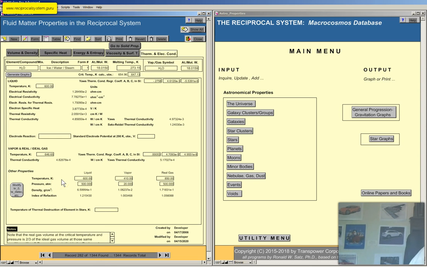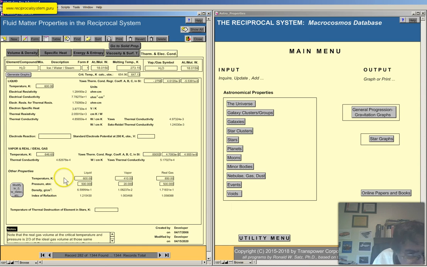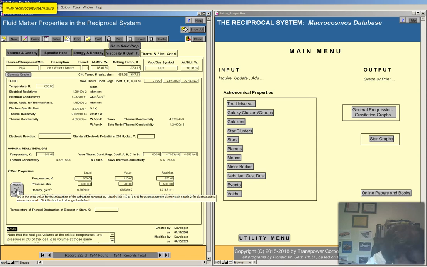All right, and let's just look at a few of the properties, specifically the index of refraction. So the liquid, vapor, temperature, and real gas. You enter in the pressure that you want, say 500 atmospheres here for the liquid, 20 for the vapor, and 500 for the real gas. And then we calculate the density, and we calculate the index of refraction. And this is an extra calculation for the refraction constants.